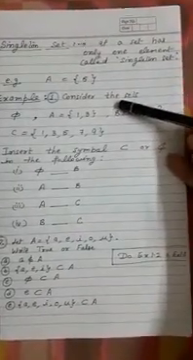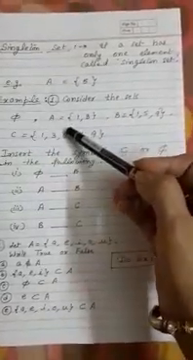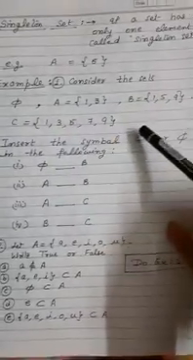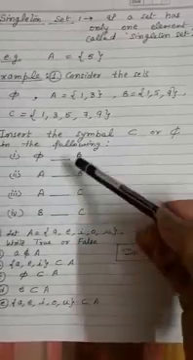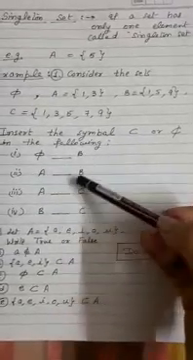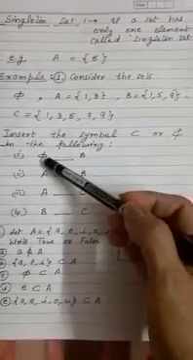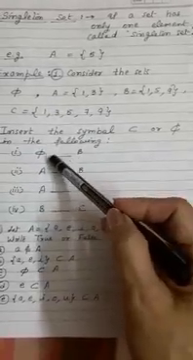Example what I have taken. Consider the set of 5. A is having 1, 3, B is having 1, 5, 9 and C is having 1, 3, 5, 7, 9. Then we have to insert the symbol whether it is a subset or not a subset. You can see here what we can write here. Empty set is a subset of every set. That's why what we have to put? We have to put subset.